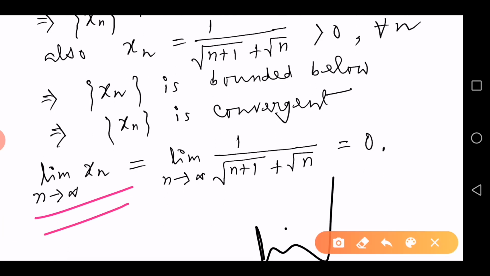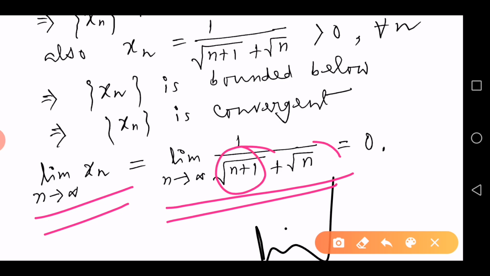Next, limit of x_n. Limit of x_n equal to limit of this quantity. As root over of n plus 1 and root over of n both tend to infinity, the denominator tends to infinity, so the entire quantity tends to 0.